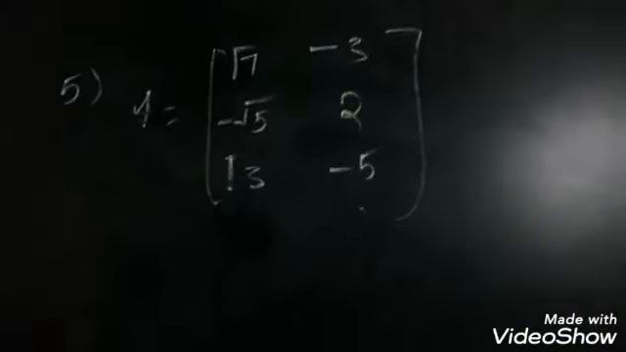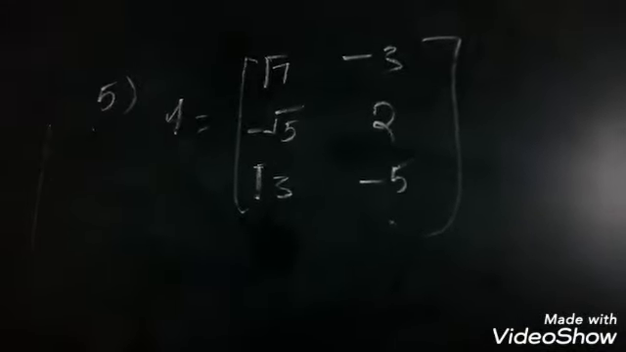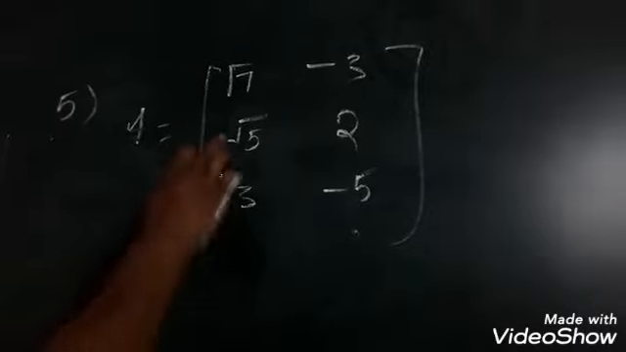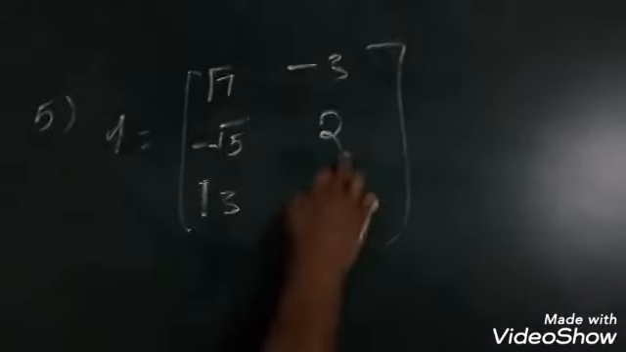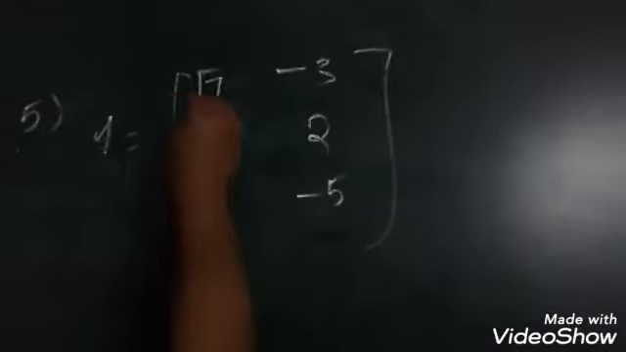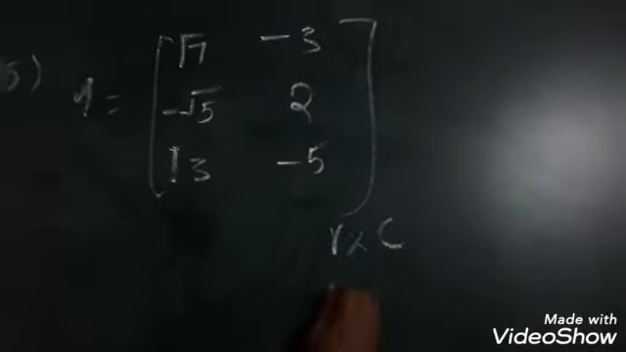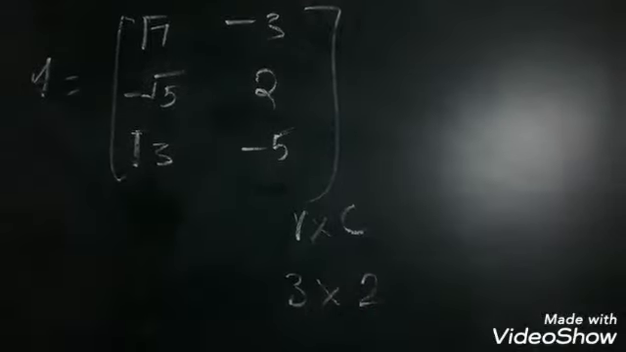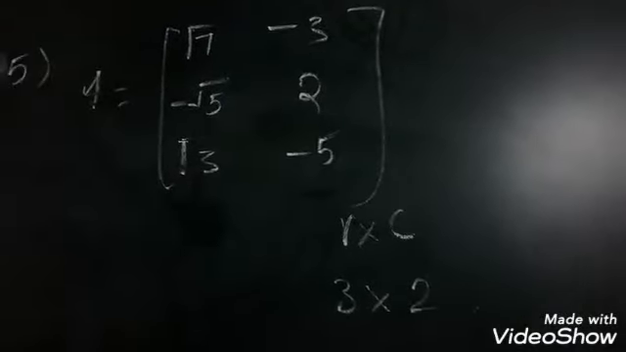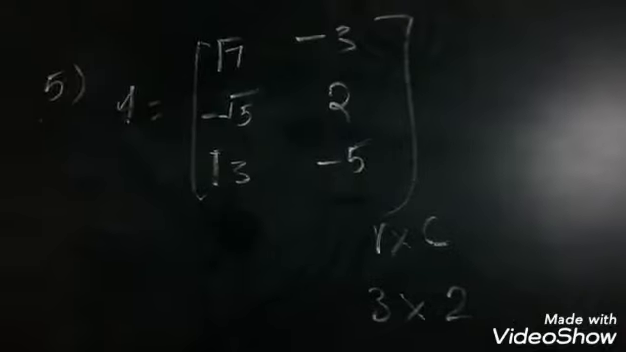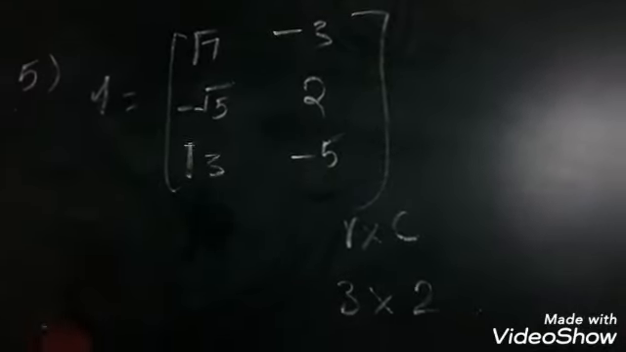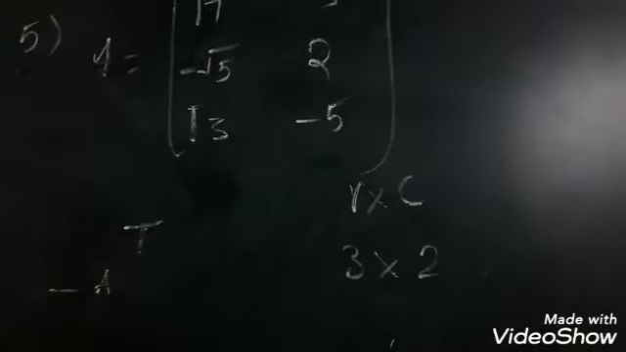Okay, see the fifth sum. If A is equal to, here what is the order, girls? Root 7, minus 3, root 5, 2, root 3, minus 5. Here how many rows? The order is row into column. How many rows? 3 rows and 2 columns. Okay girls, the question is to find the transpose of negative A, minus A transpose. Okay, how do you find it?